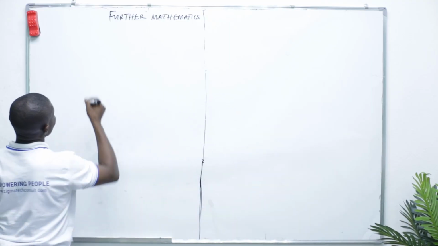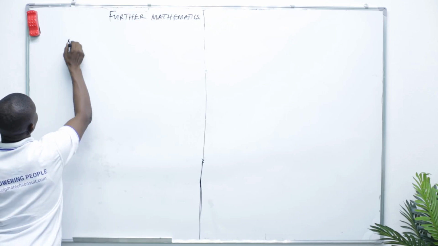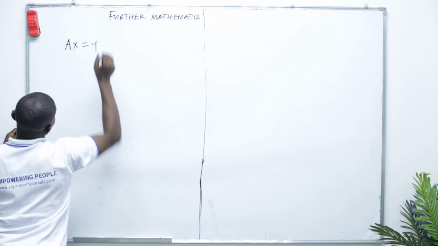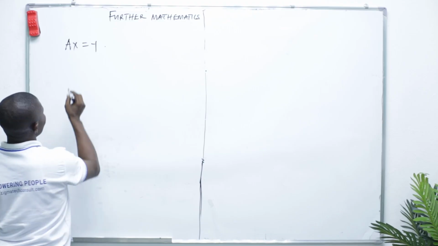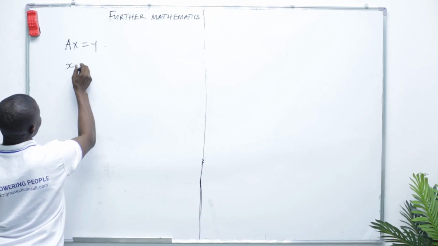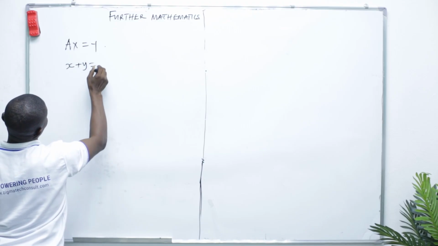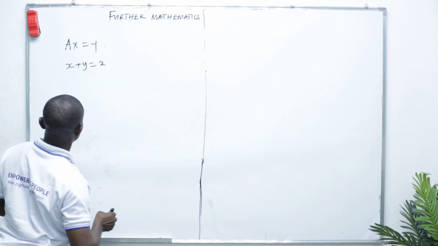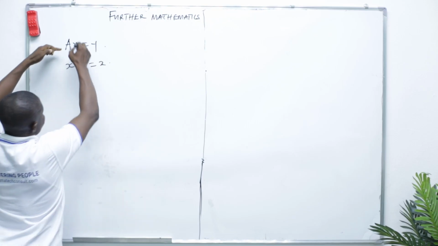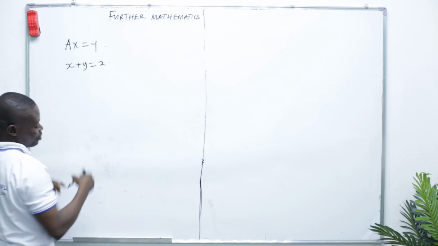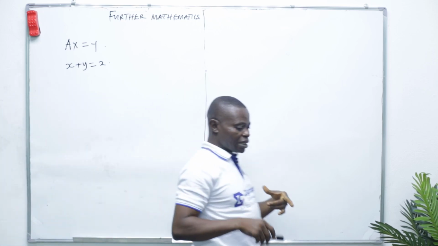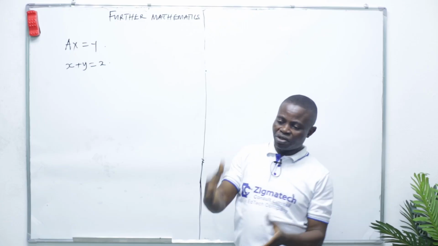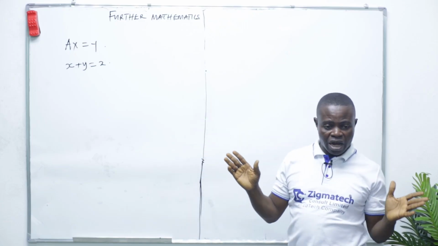Recall that Ax equals Y. I can show you the meaning of this. Let's look at this simultaneous equation, x plus y equals 2. I want to show you the meaning of A. A means the coefficient of x and y. X represents the unknowns x, y, z, the alphabet.